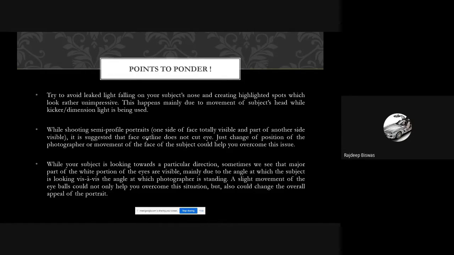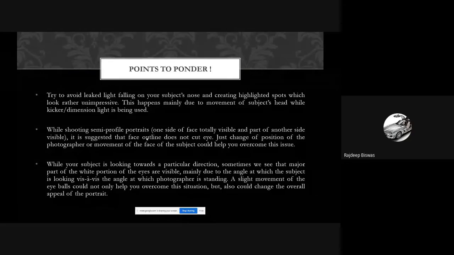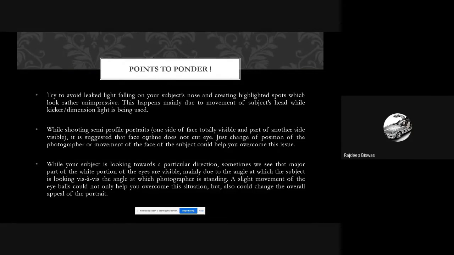Again, I have used one more term in here, while shooting semi-profile portraits. What is a semi-profile portrait? If you remember, we used to have coins till the 1980s with one side of the face visible on the coin, and the other part of the face not visible. That is a profile portrait. One side of the face is visible. What is semi-profile? The entire one side of the face is visible and some part of the other side of the face is visible.